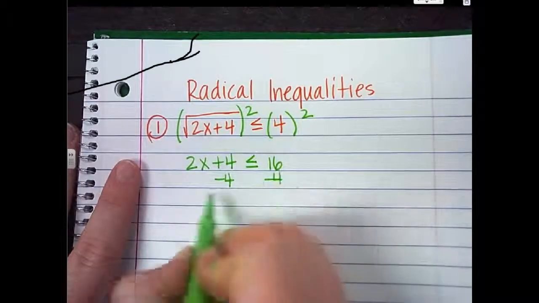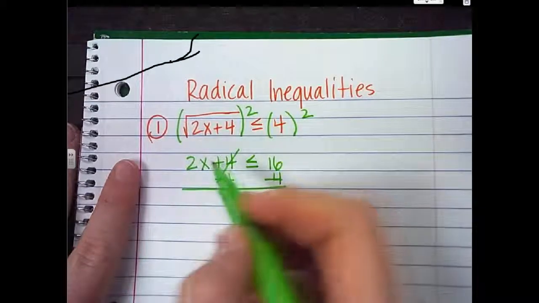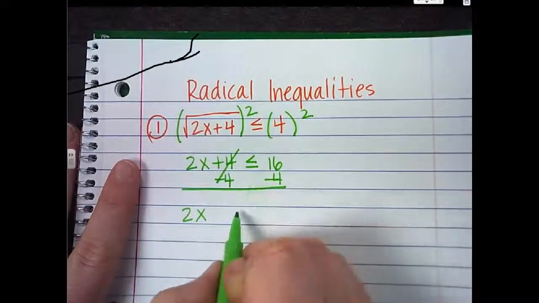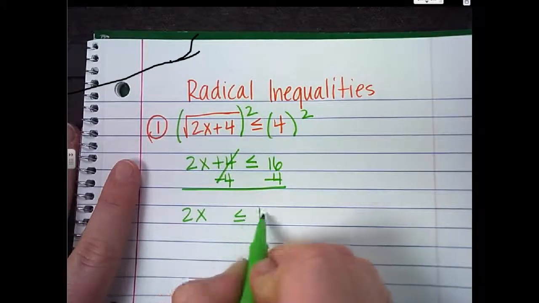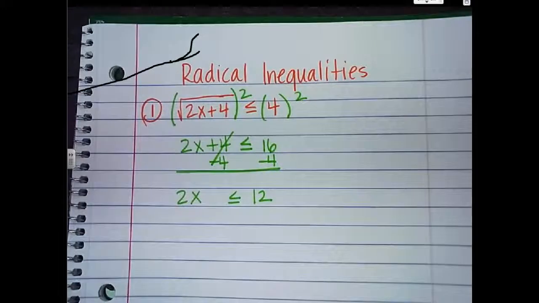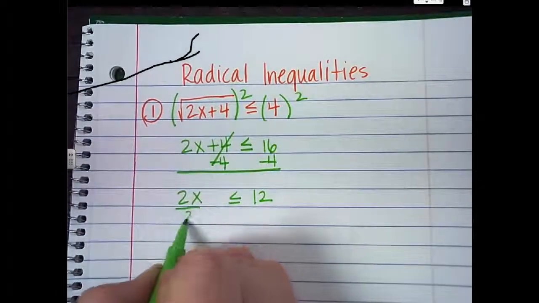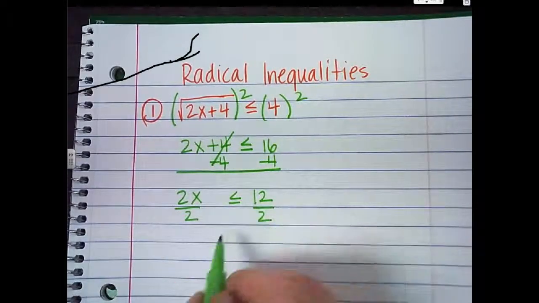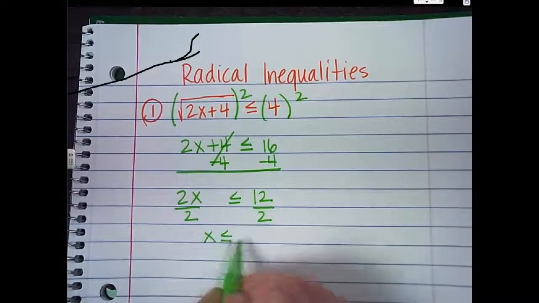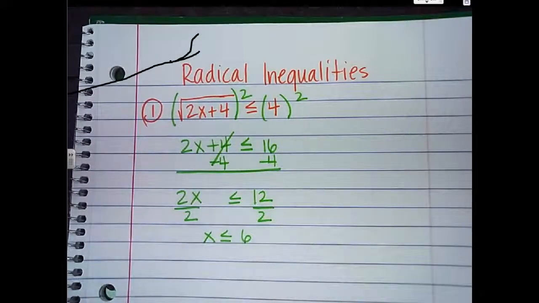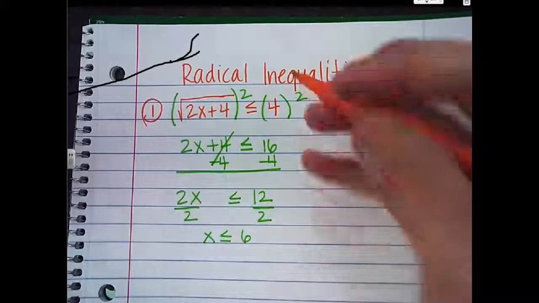Subtract the 4 over. 2x is less than or equal to 12. Divide by 2. X is less than or equal to 6. Good on that part? Okay, so here's the extra part.